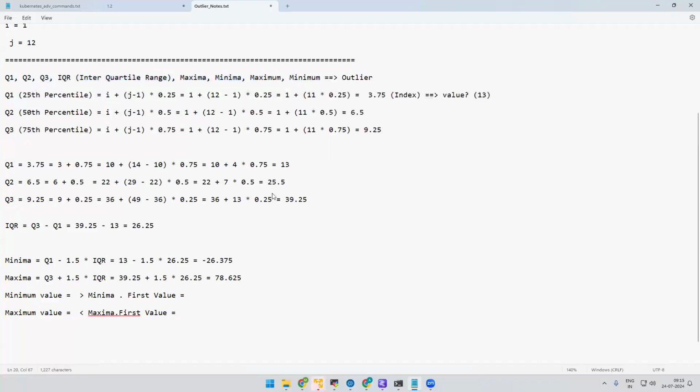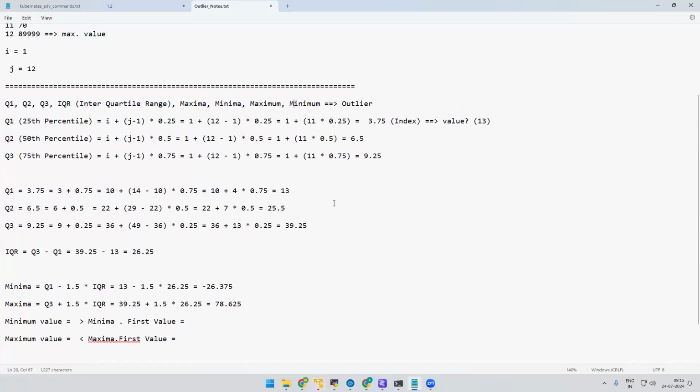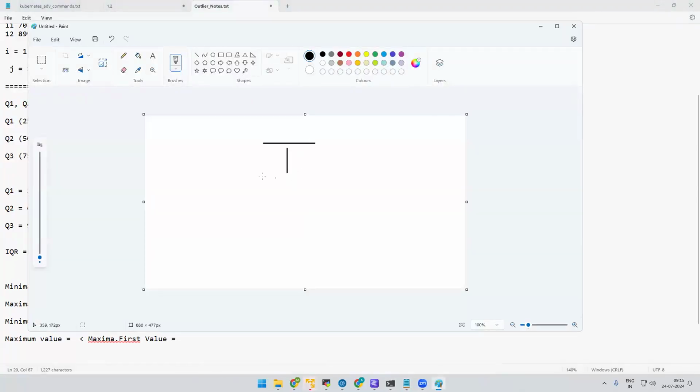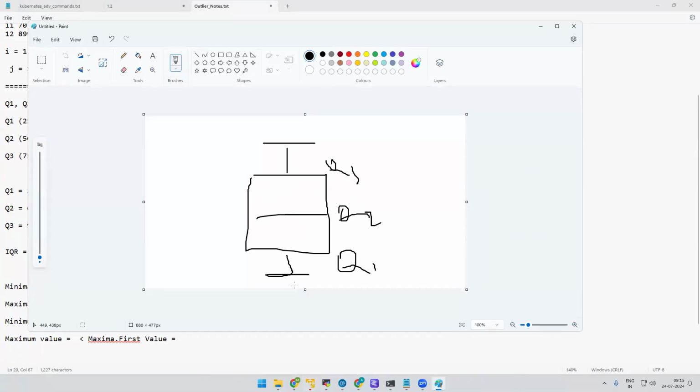And how do you find IQR in the case of visualization? What is IQR? Interquartile range. In the box plot, I told you that the whole height of the box is IQR. If we have something like this, this is Q2, which can be anywhere in between. This is Q3, this is Q1. This is the minimum value and this is the maximum value. Anything above the maximum value is going to be an outlier, and anything below the minimum value is going to be an outlier. IQR is nothing but this whole range.